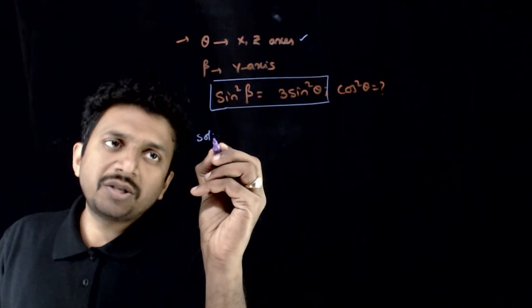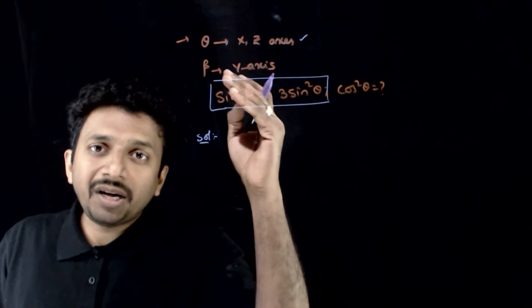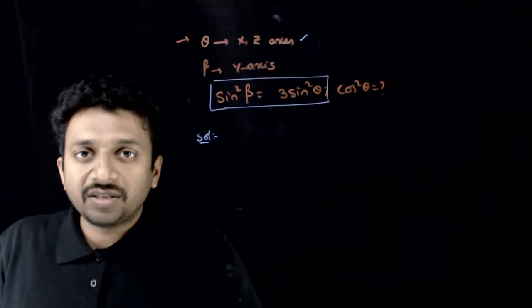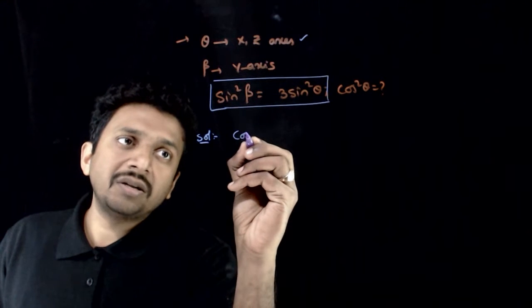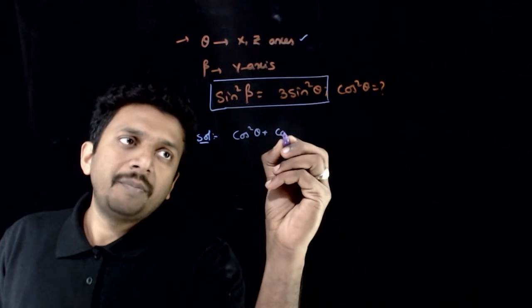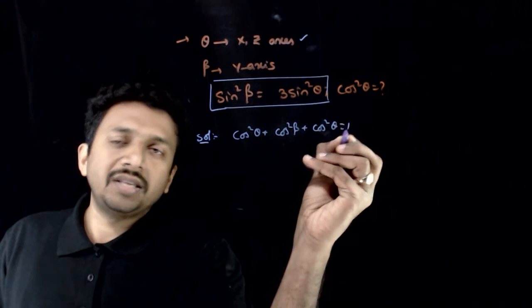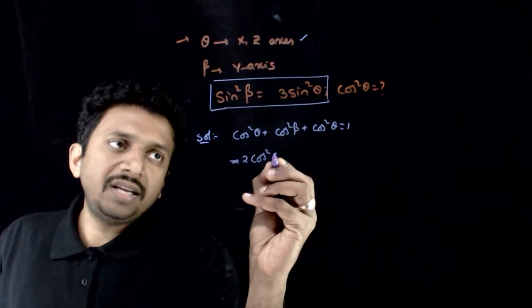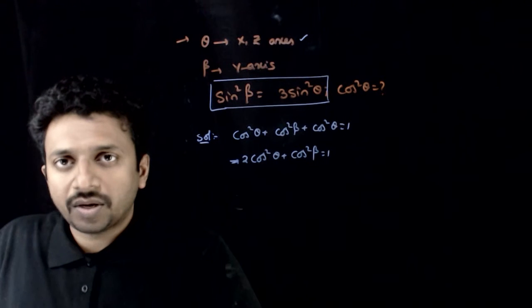So again, this question is based on the concept of direction cosines. If a line makes angles alpha, beta, gamma with the 3 axes, cos square alpha plus cos square beta plus cos square gamma is equal to 1. So according to the concept, in this question, cos square theta plus cos square beta plus again cos square theta is equal to 1. This implies 2 cos square theta plus cos square beta is equal to 1.